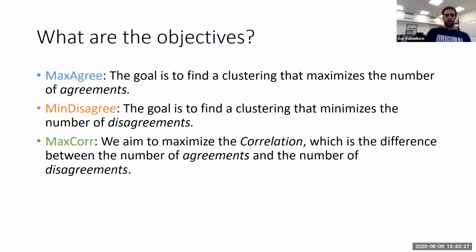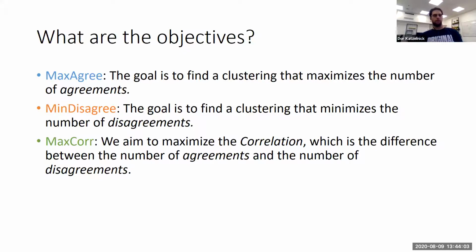The third objective is called MaxCorr, and we want to maximize the correlation. The correlation is the difference between the agreements and the disagreements. You take the sum of the weights of all the agreements in the clustering, and you subtract the sum of the weights of the disagreements, and this is what you get. This is the correlation. So we want to find a clustering that maximizes this value.